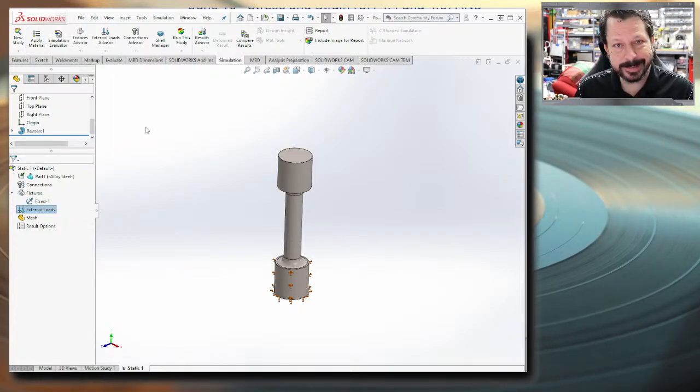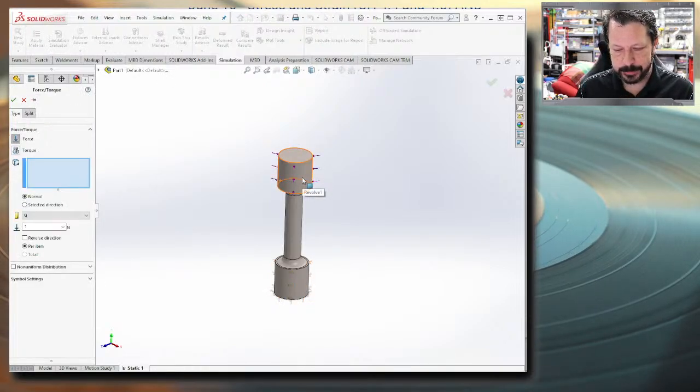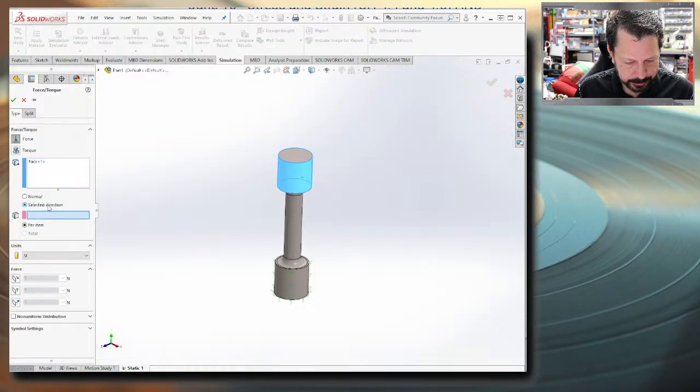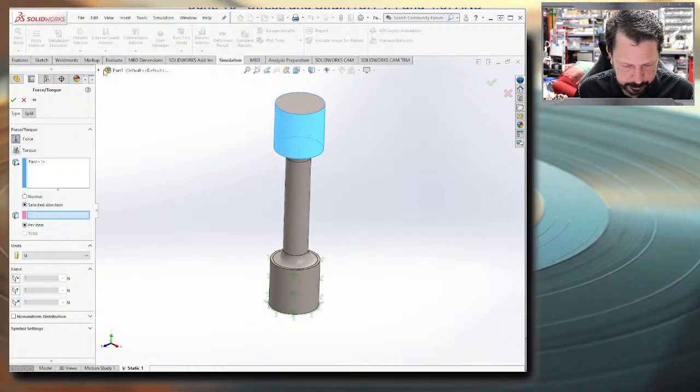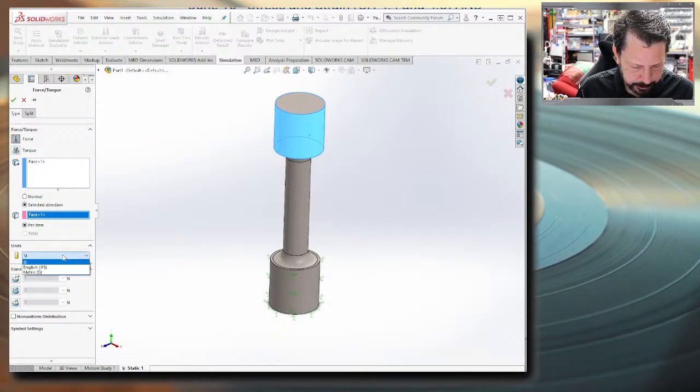Because we're not trying to get any actual data off of this. We're just trying to simulate. That is not the direction. I don't want to press on this. I want to pull upwards. So let's select a direction. Let's see. I may have to find, oh, here we go. Force is going to be in the English system, will be fine.